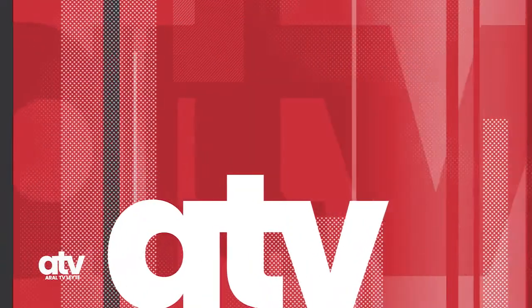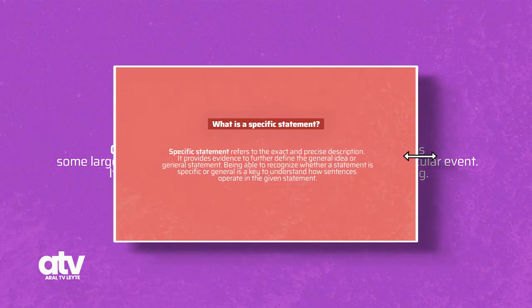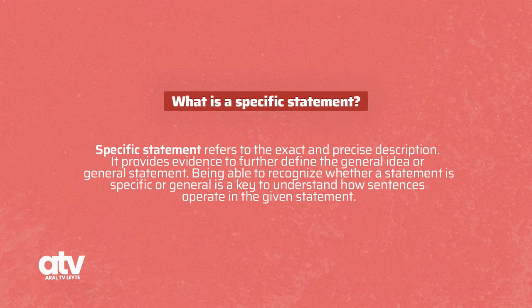What is the difference between general statement and specific statement? General statement is a sentence that defines or declares some large and broad information. It does not describe one particular event. It usually expresses the general idea of a piece of writing. A specific statement refers to the exact and precise description. It provides evidence to further define the general idea or general statement.